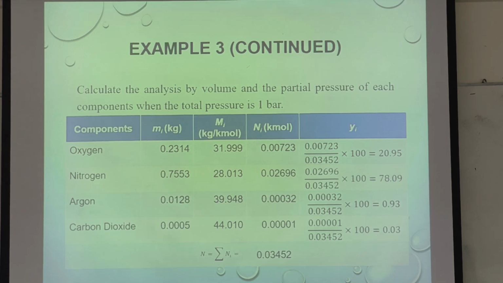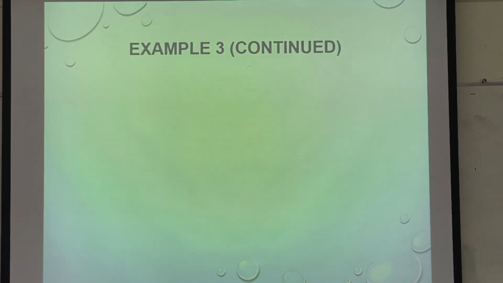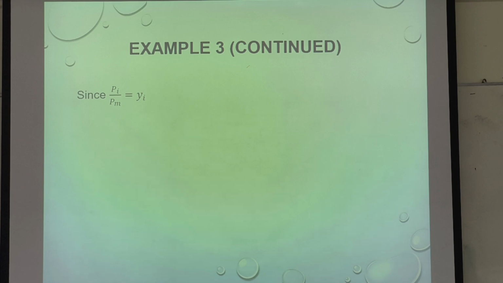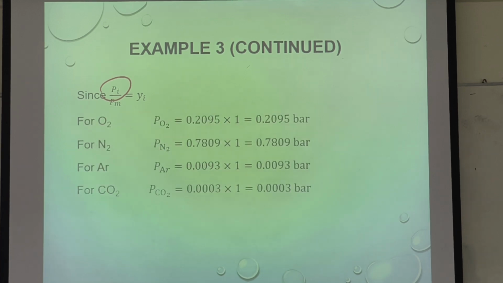Okay, so once you have found the mole fraction, then we know that Pi over Pm, the individual pressure over the mixture pressure, is equal to the mole fraction. So you are asked to find the partial pressure, which is this value. It is as simple as this, because the final pressure is 1 bar according to the question.